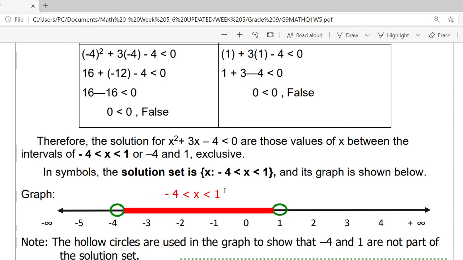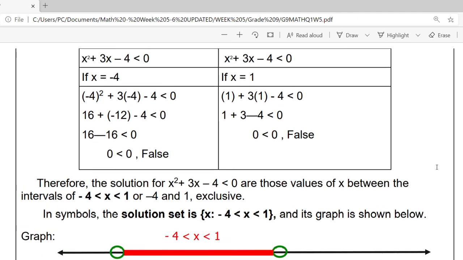So the solution set, in symbol, we call this the solution set: the set containing x such that x is greater than negative 4 but less than 1. This is how you're going to write the solution set, and this is how you're going to graph a quadratic inequality on a number line. Okay, that's it.